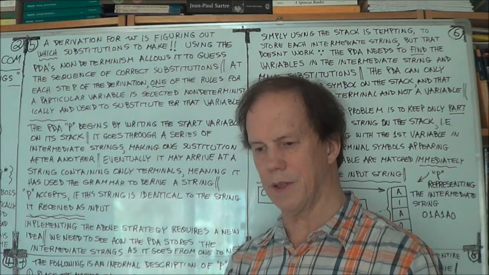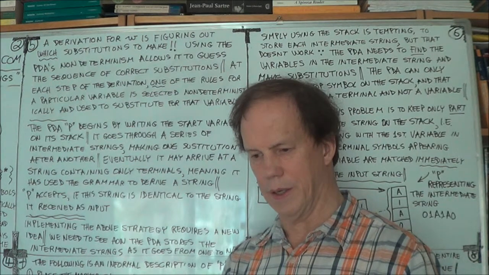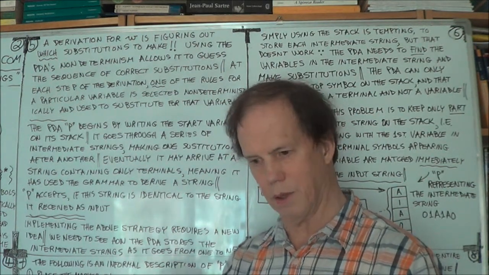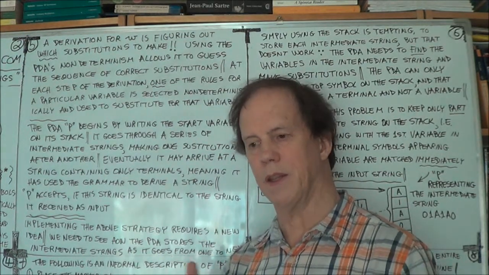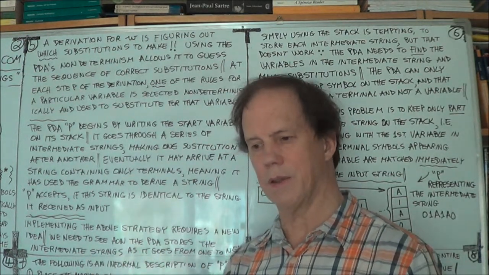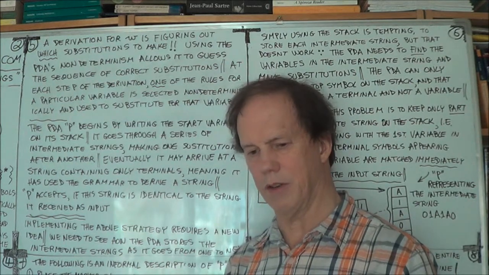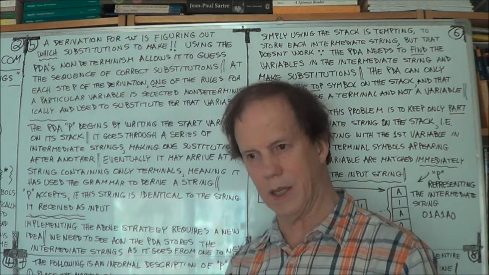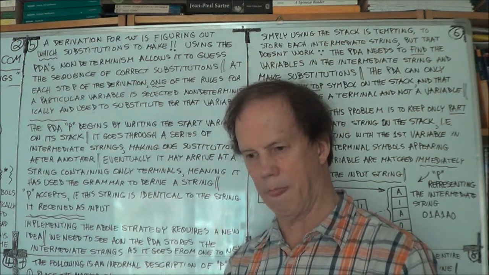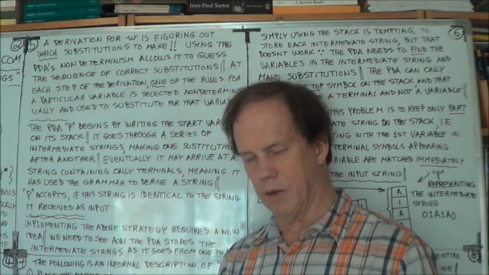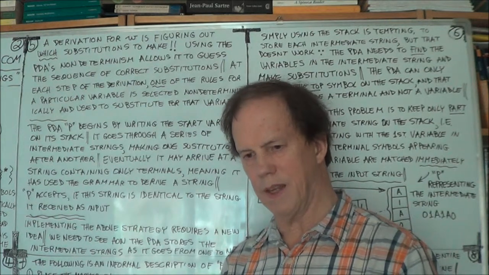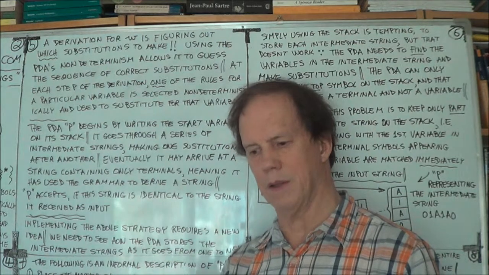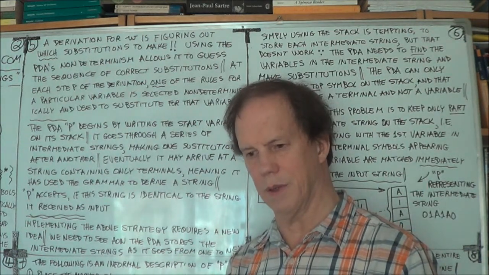And you keep doing this until eventually you get a string that's all terminals. It's just a totally terminal string, and then you can't go any further. And that string is then said to be generated by the grammar. Okay. Well, the strategy here with the PDA is you create a PDA that does much the same thing, using your stack and your input string, of course.